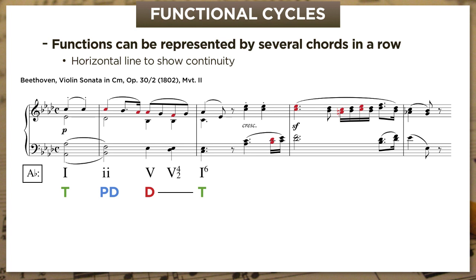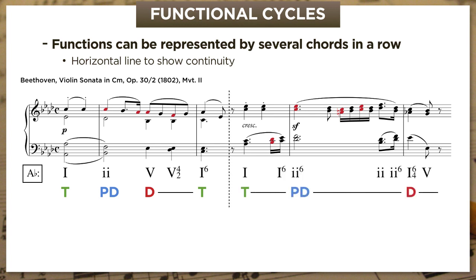So we use a horizontal line there to show that the dominant function just continues across that chord change. And we see something similar, but on a bigger scale, in the second subphrase. Now, all 3 functions are drawn out by several chords. And notice, because we end on a half cadence, there is no closing tonic function for this phrase. I'm going to talk about that more in a little bit.